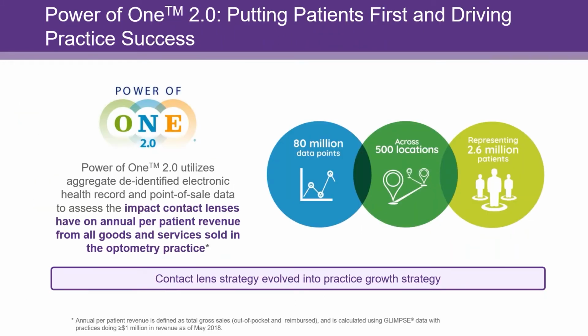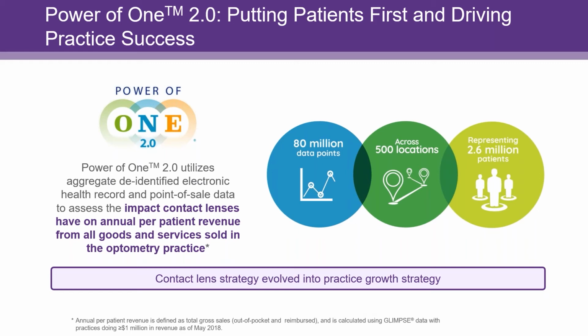So then there's this power of one 2.0, putting patients first and driving practice success. And when I looked at this first, I'm like, I don't know what this means. But as I started studying it a little more, basically you can think of the power of one 2.0 as harnessing big data. So Alcon has this huge data set, right? They have basically, you're feeding them data based on the sales, and they know what patients are doing, they know patient behavior, and they know doctor behavior.